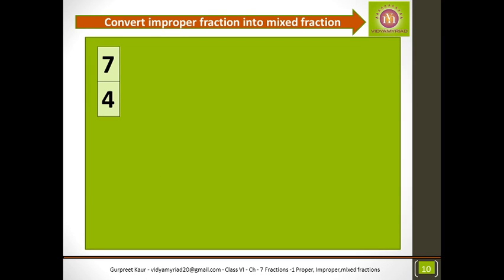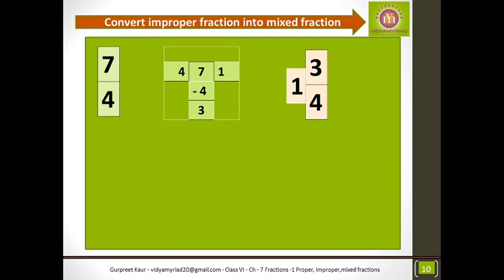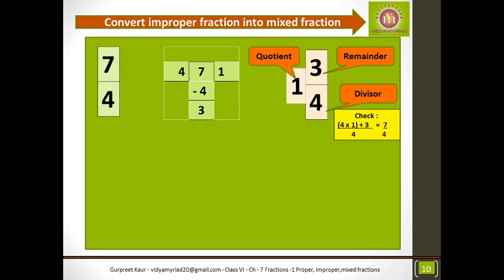Now same way I can convert an improper fraction into a mixed fraction. How will I do it? I will simply divide. You know how to divide the numbers? Just divide it. So simply I will write it in the form of 1 3 by 4. Now how have I written it? 1 is your quotient, your 3 is your remainder, and 4 is your divisor. I can even check whether this is correct or not. In the last slide I told you how I can convert a mixed fraction into an improper fraction. So let me try that method. See, I am getting 7 by 4 as my answer.